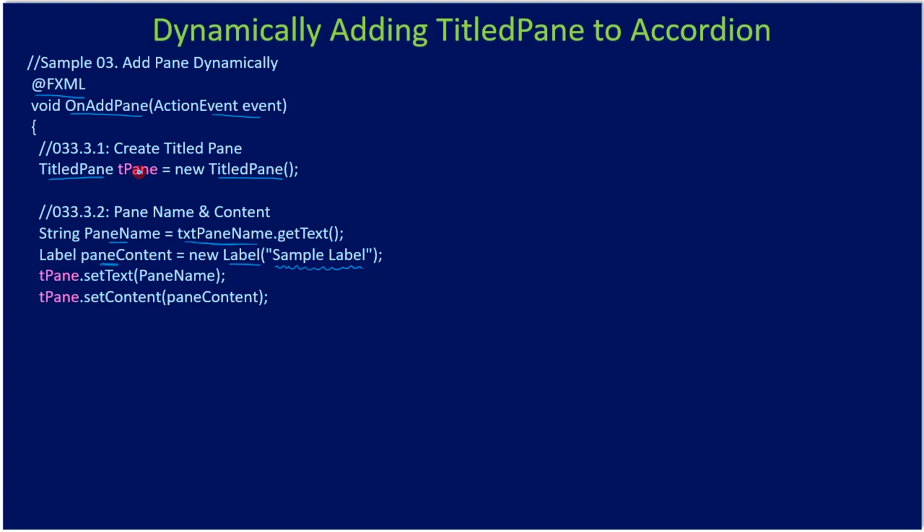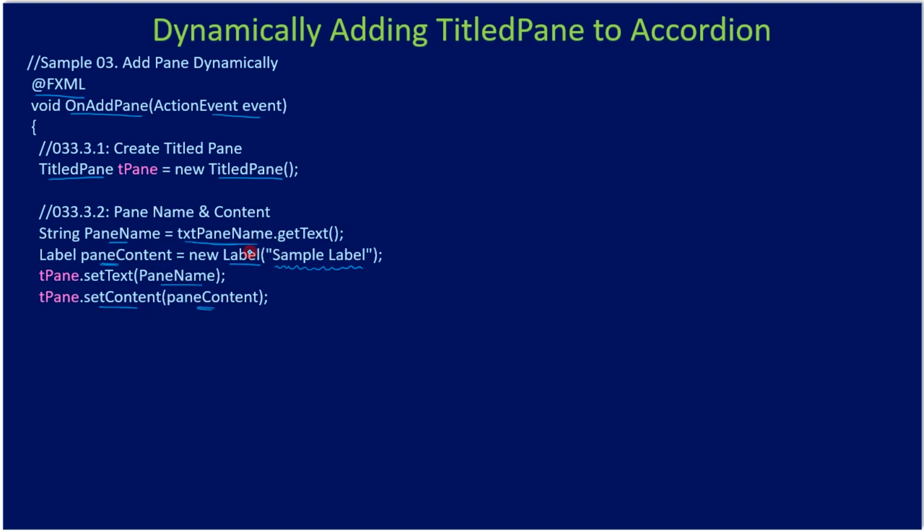Then from the titled pane, we are setting the text and we are giving the pane name. The pane name we already retrieved from the user, and we are setting that pane name here. Then we set the content as pane content. Pane content is nothing but the label.